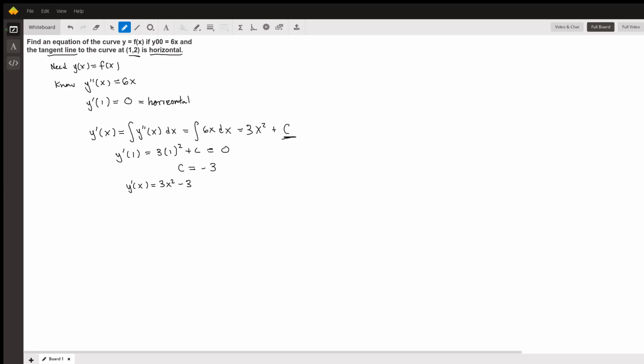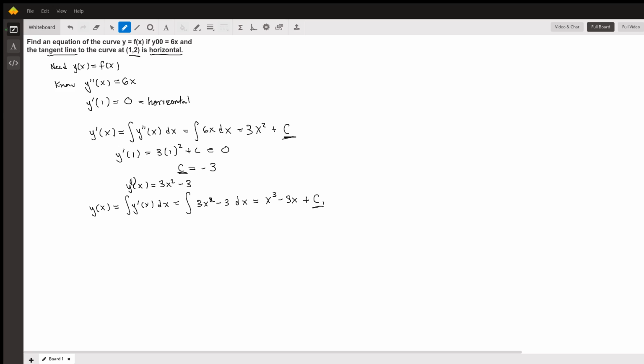Okay. So now, to find the actual function, y of x, we integrate again to undo this derivative. So let's integrate once again. Now we have the integral of 3x squared minus 3 dx. Integrating that, again power rule, we get x cubed minus 3x plus c. I'm going to call this c1, just not to confuse it with the c.